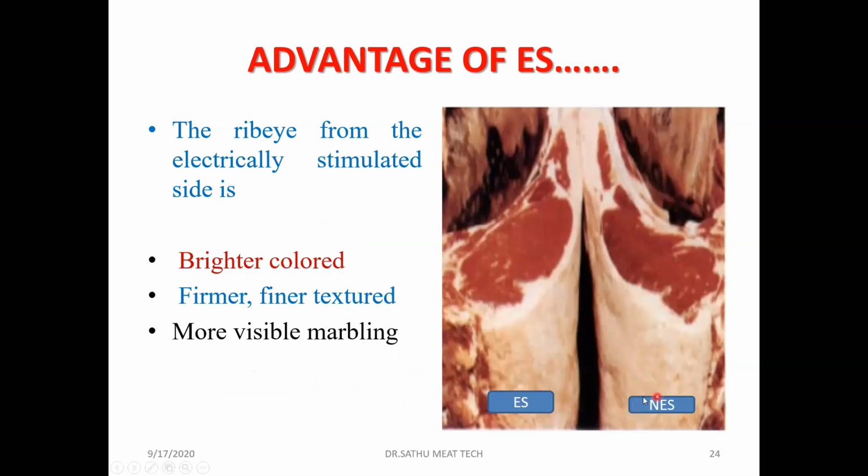This is the non-electrically stimulated rib eye, and this is a rib eye. It is brighter colored. The bright color is very important because meat color is an important quality trait for the consumer's decision at the point of purchase. If it is bright or cherry red in color, the bloom we call it, the consumer will prefer it more. So it gives a bright color.